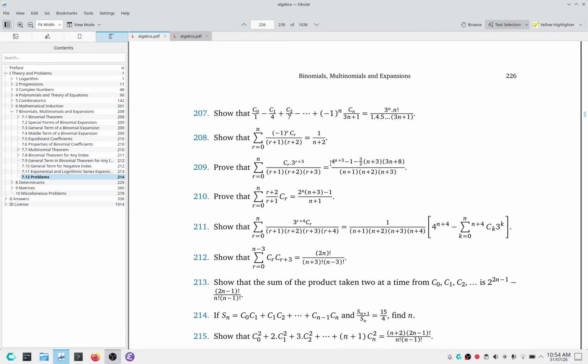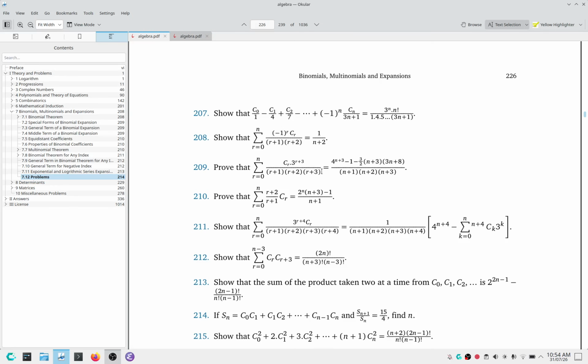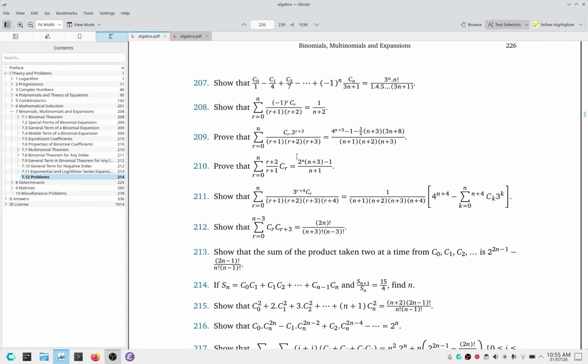Now next you look at this power. Okay, it is x to the power r plus 3. So you need x to be 3. That is why you integrate between limits 0 and 3. So that's how you solve this kind of problem.